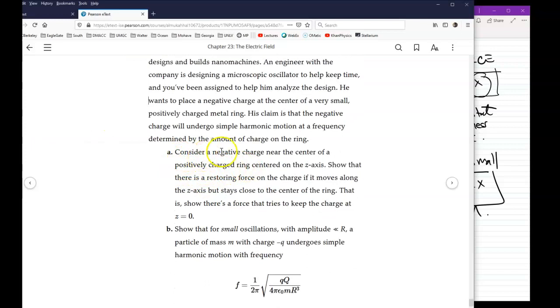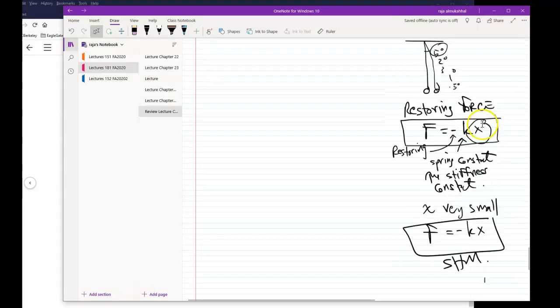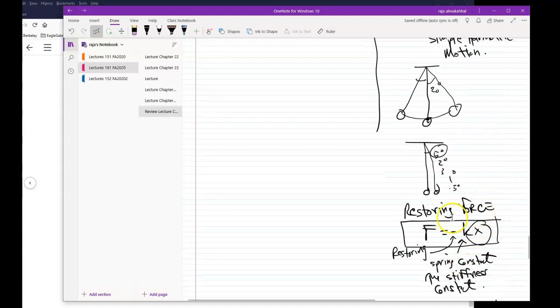Part A. He said, consider a negative charge near the center of a positively charged ring centered on the z-axis. Show that there is a restoring force on the charge if it moves along the z-axis but stays close to the center of the ring. See, it stays close. That means the oscillation is really tiny. That is, show there is a force that tries to keep the charge at z equals 0. What he's saying here is, show that this force is a restoring force. You got that? So he's really talking about this equation, but he didn't tell you that explicitly.